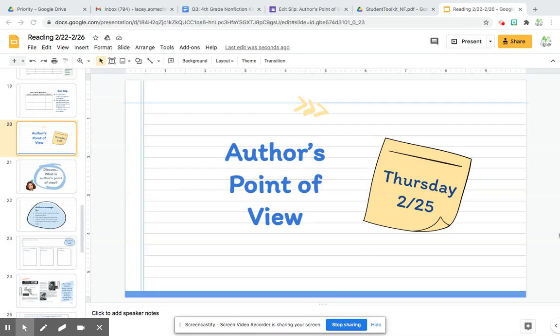And for Thursday's lesson today, we're going to talk about our author's point of view, also referred to as the author's message. Now, as readers of nonfiction, it is important that we determine why the author chose to write a particular text. This is going to help us understand the important points that the author wants us to learn and remember about the subject or the topic.